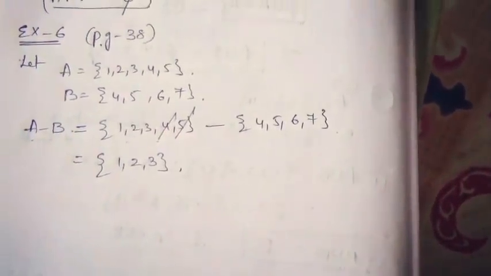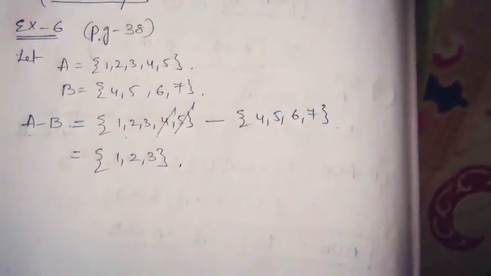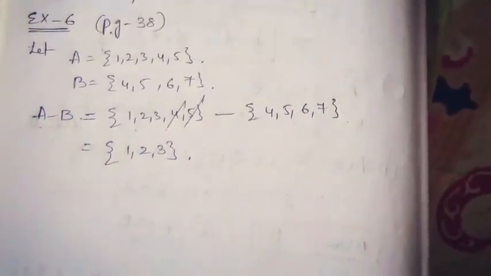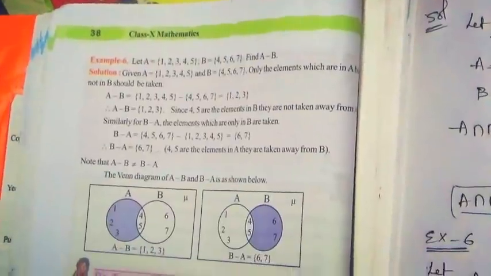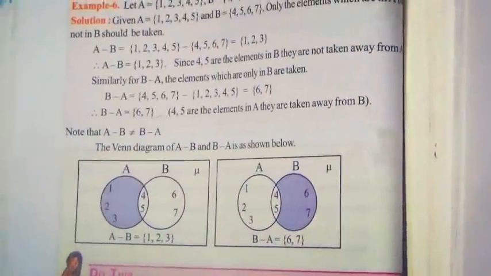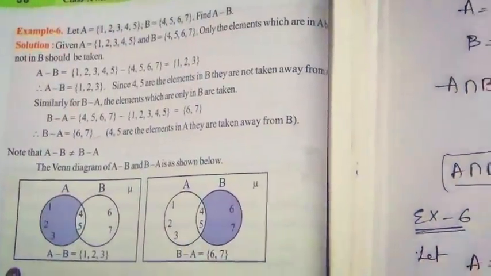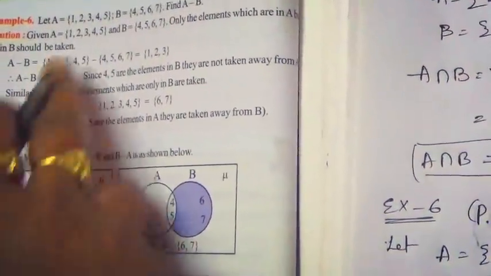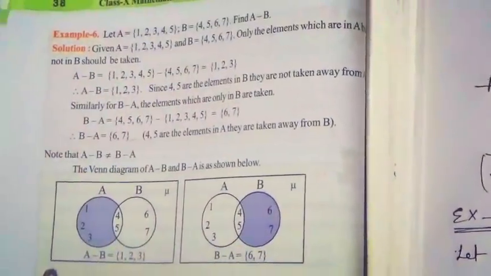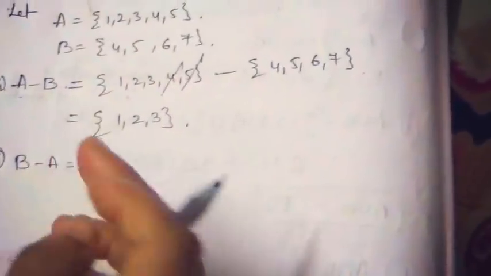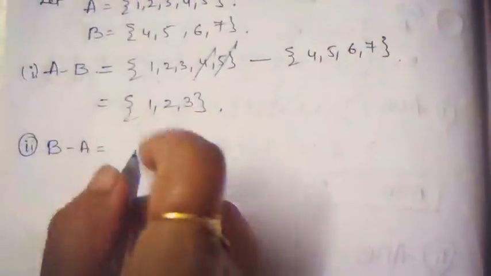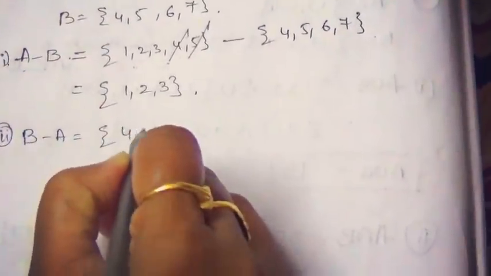It is A minus B. Okay, it was the answer for this sum. I think you understand this one, right? So it was the solution. If you want to know B minus A, here he did the B minus A also. So you just look here at B minus A. If you did this sum, will you get the same answer or not? Once you check, okay, we will check.